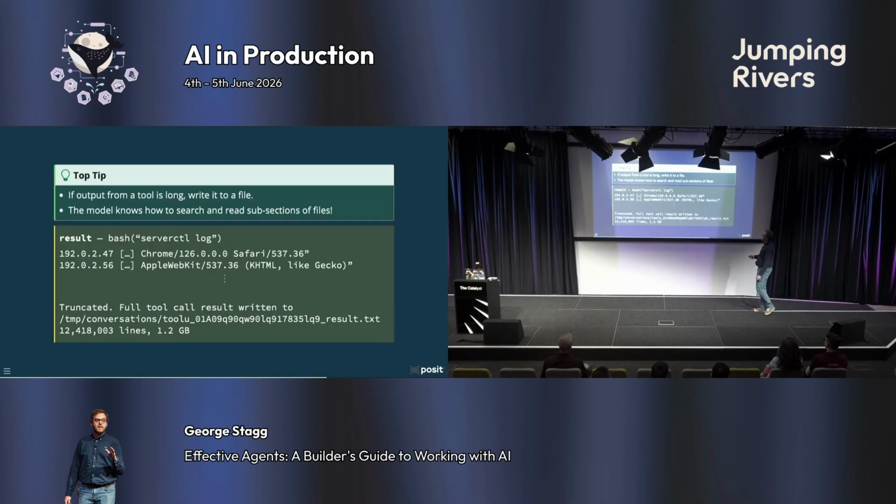So there's something like this. Let the model know that it's a truncated output, some n lines, write it to disk somewhere and let it know what it should expect. That's really useful.